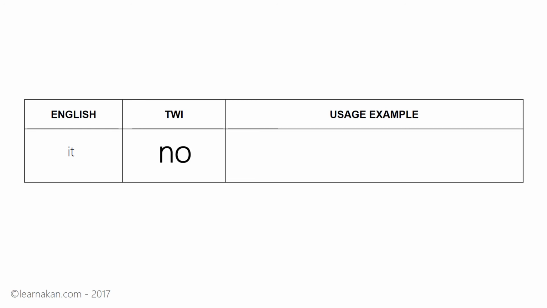It, no. Ama ate no. Us, yen. Warisiri yen. But in natural speech, we say wasiri yen. Plural you, mo.